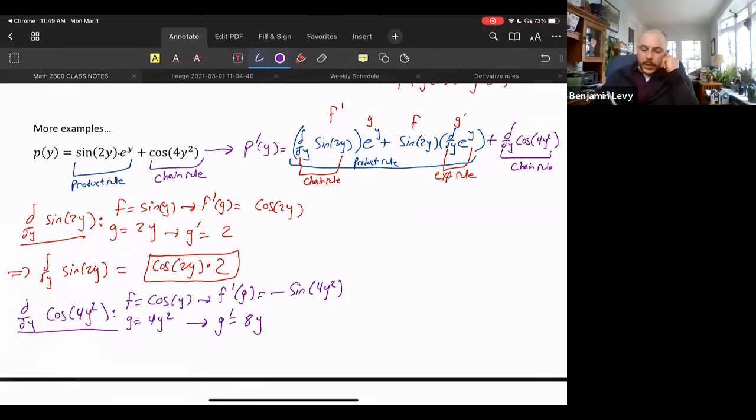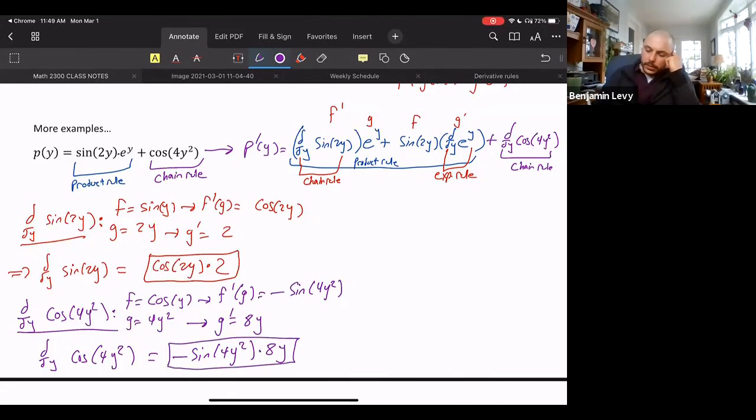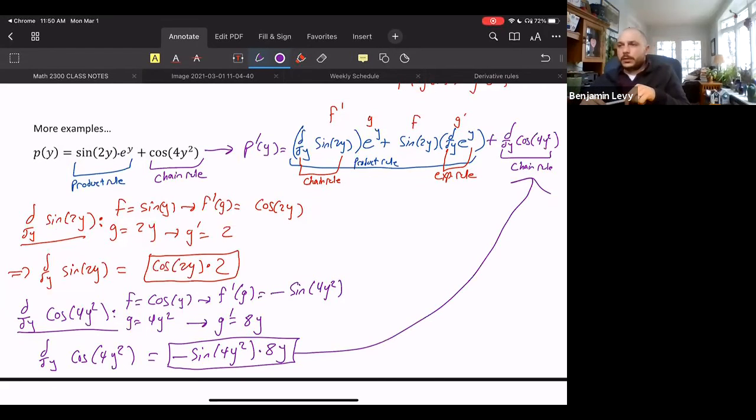And so putting it together, that derivative is just those two things multiplied. So that's going to go into this part, right? And we have it all, right? We've got the components. E to the y just stays the same. And so we just kind of put the things in that are missing.